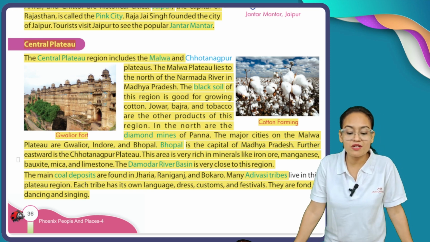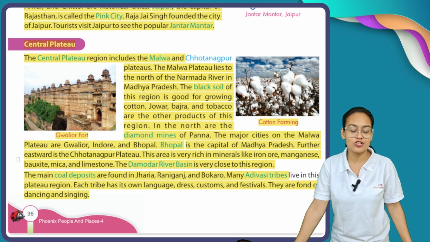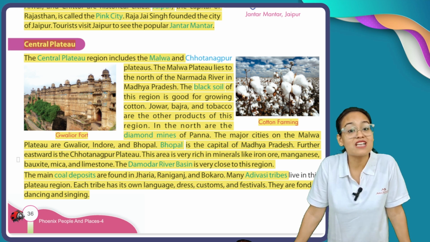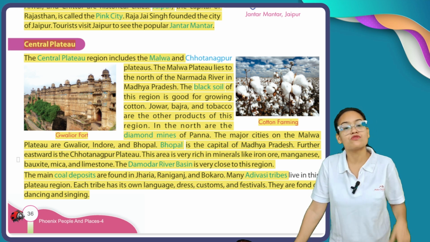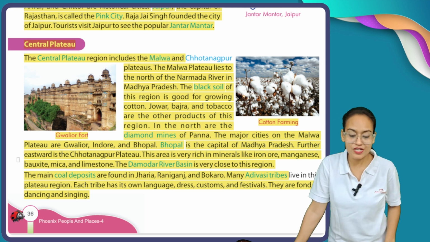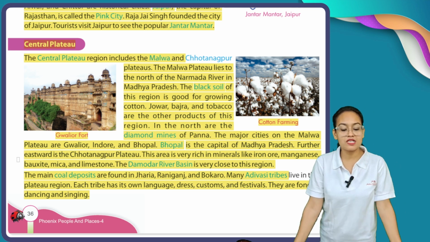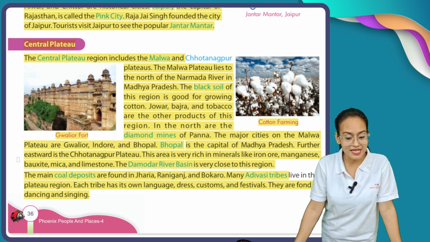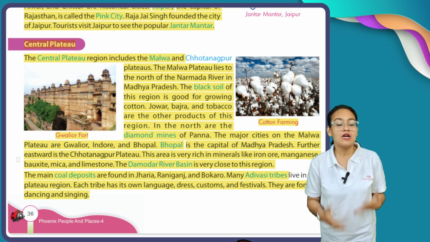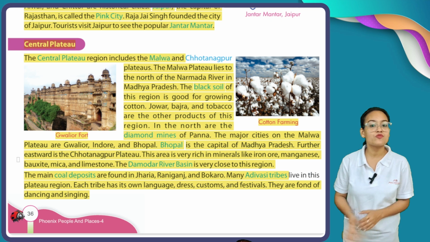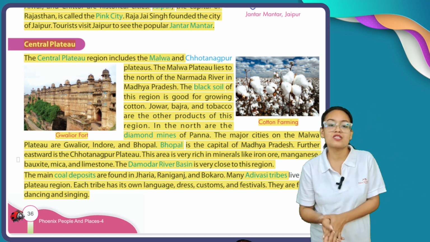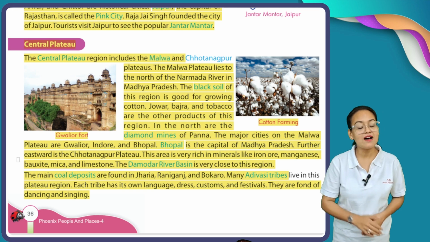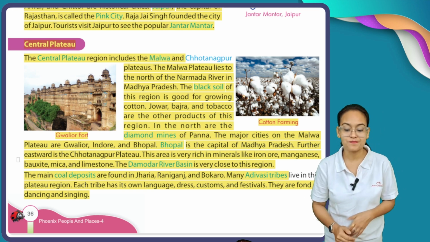The Damodar River basin is very close to this region, and you know what? The famous Damodar River basin is very close to this Chota Nagpur region. The main coal deposits are found in Jharia, Raniganj and Bokaro. So, the Chota Nagpur Plateau is famous for its coal deposits, in what areas? The main coal deposit areas are Jharia, Raniganj and Bokaro.